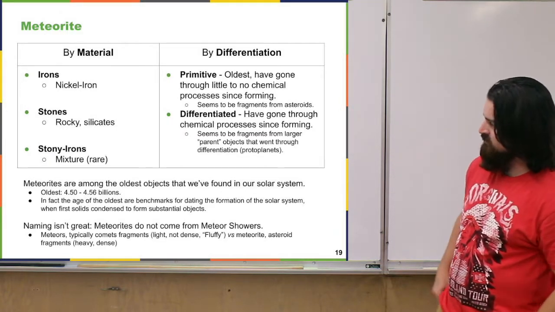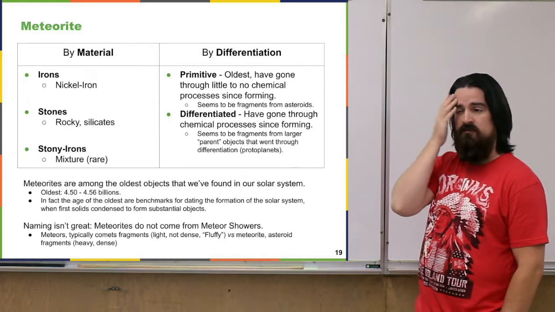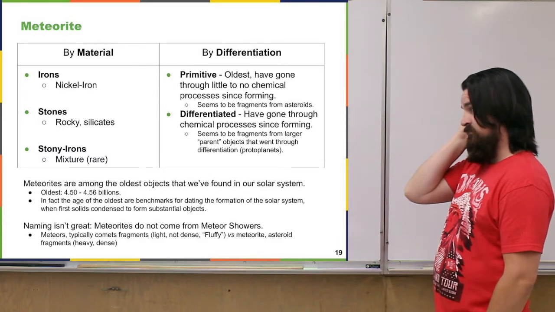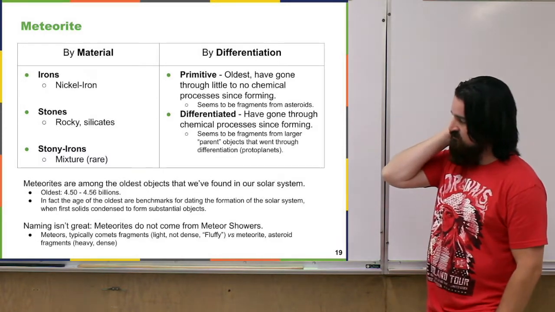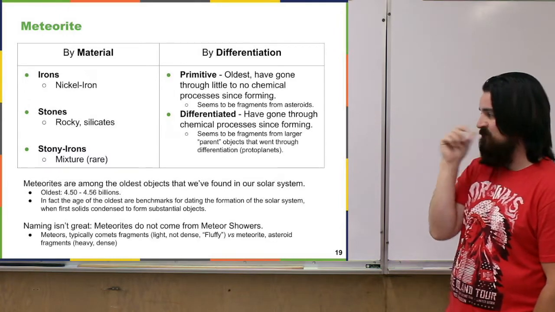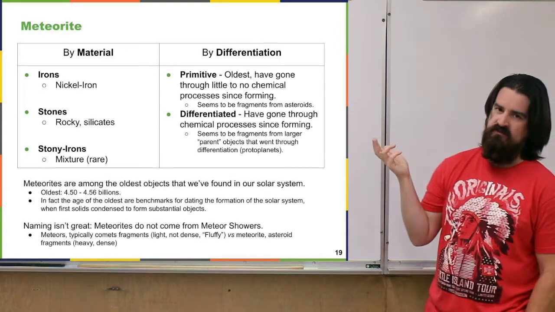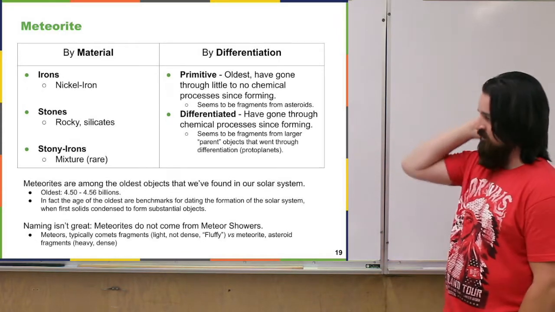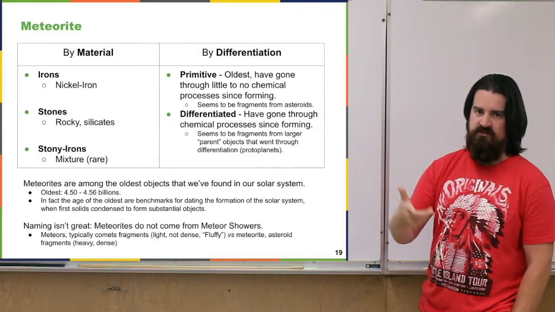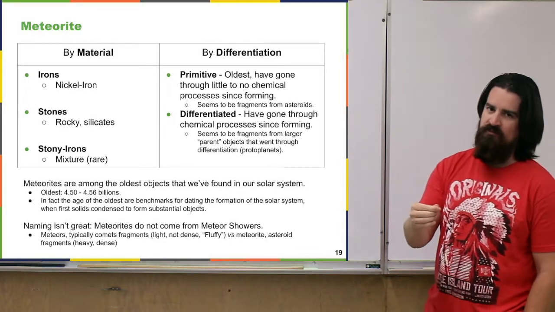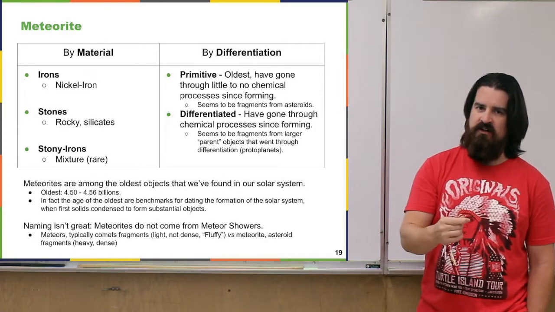Things like protoplanets. And like I said, meteorites are pretty much the oldest things that we've managed to date in our solar system. The oldest are something like 4.5 to 4.56 billion years old. In fact, the dating of the oldest meteorites is a benchmark that we use to date the solar system. Another way of saying that is when the first things solidified in our solar system. And really to hammer home the point that the naming convention is not very great here, right?